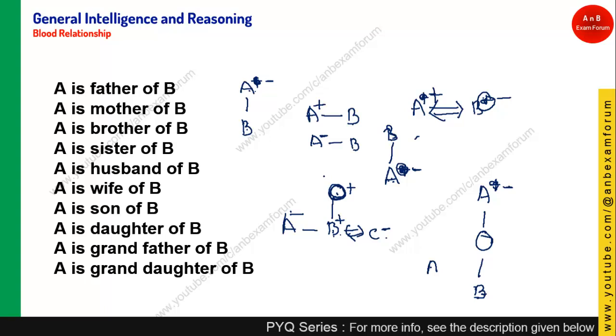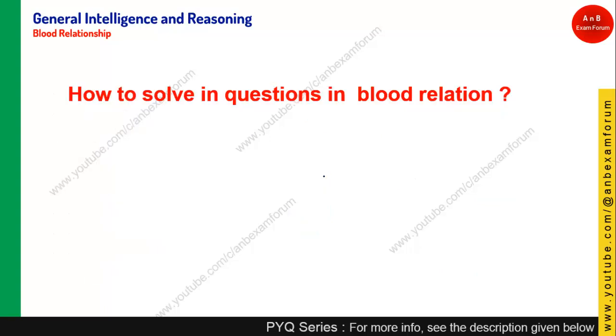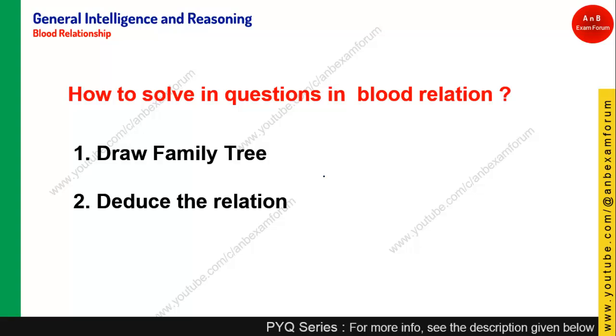Don't worry, we will see all those previous year questions in the next session. We have already seen how to solve this question. First you need to draw the family tree, that is most important. Once you are done with making the family tree, we will deduce the relation. In most cases it is husband, wife, brother, sister. It will not be given directly; you need to deduce it from the relations.